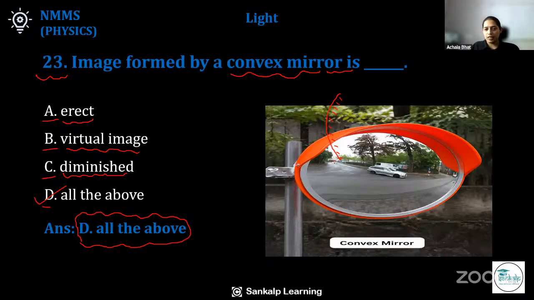Like this. See, this is a convex mirror, and an erect image is formed, a virtual image is formed, and it is diminished. See, a small image is formed. It is covering a wide range.